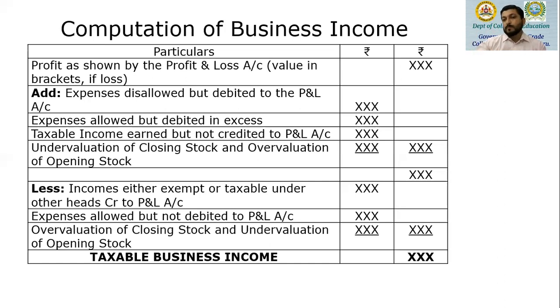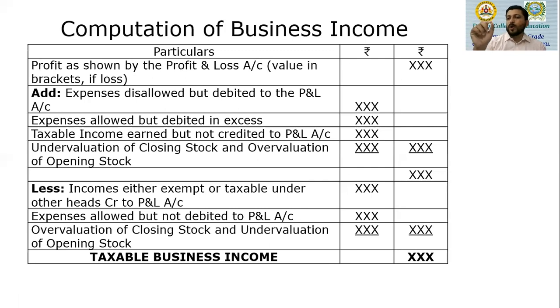Second, incomes which are credited, but those are taxable under other heads. See here, we are trying to find the business income. Now, when we are trying to find the business income, definitely we have to exclude income from other heads. Suppose if there is rent from house property credited to profit and loss account, that rent from house property is an income, but it has to be taken under the head house property income. Suppose there is interest on savings bank account. That interest on savings bank account is taxable under the head other sources.